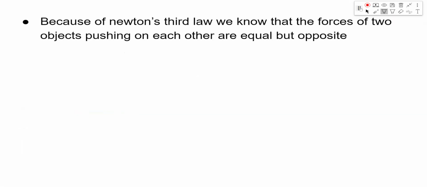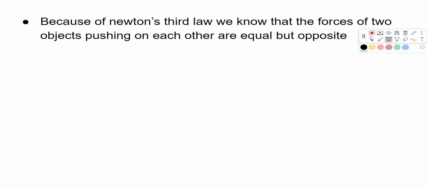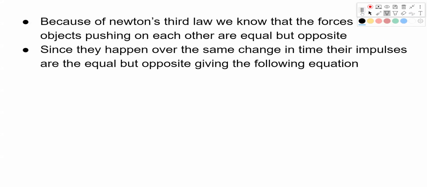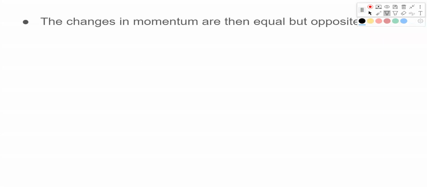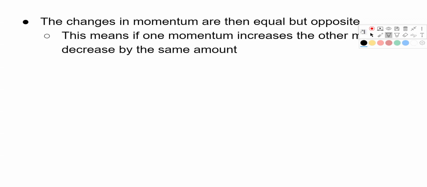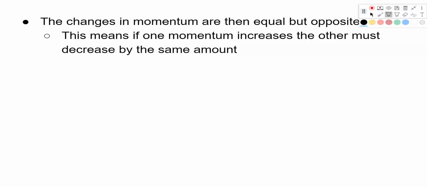Because of Newton's third law, we know that the forces of two objects pushing on each other are equal in magnitude but opposite in direction. So that means that we can have them happen over the same time change. Their impulses are equal but opposite, which gives us the following equation. Force on the first object times change in time is equal to the negative force of the second object times change in time. The changes in momentum are then going to be equal in magnitude but opposite in direction. This means if one momentum increases, then the other momentum must decrease by the same amount, which we already discussed as being a real reality in our billiard ball example. You can't have momentum come from nowhere. If one object is gaining momentum after a collision, the other object must lose it.